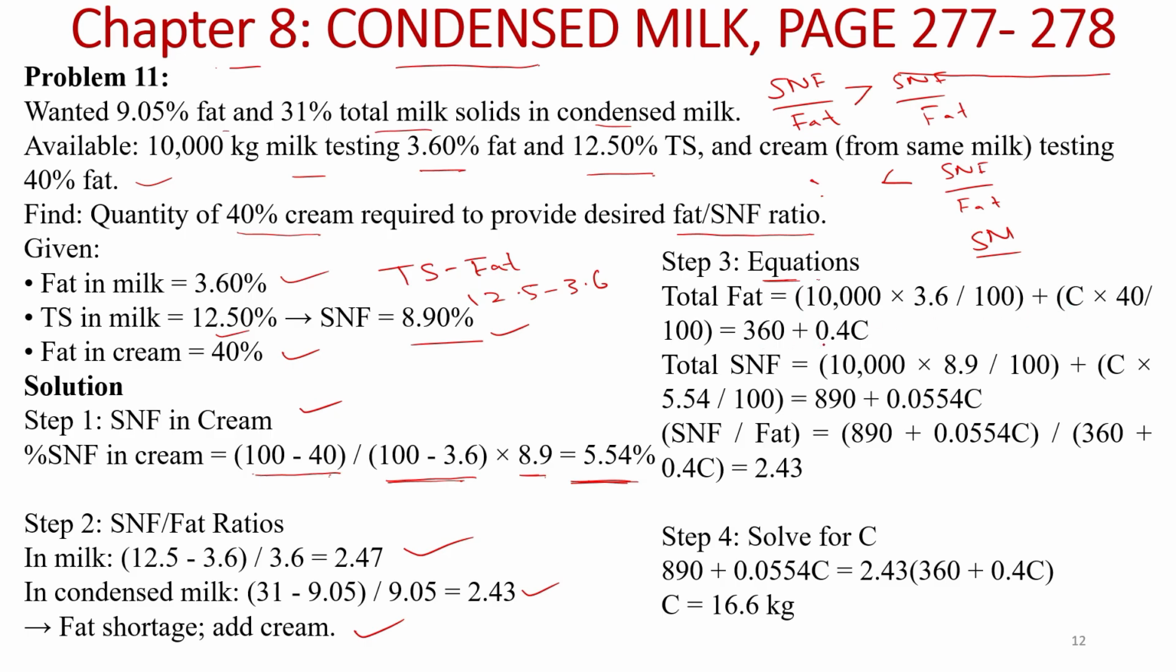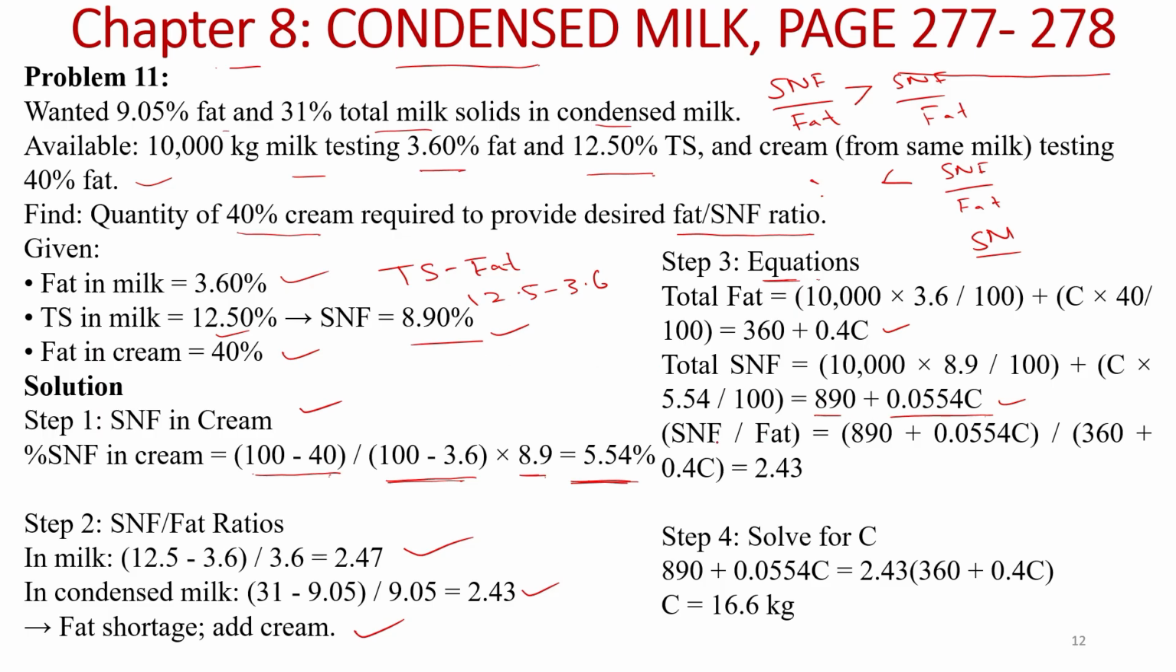percent of the cream, that is 360 plus 0.4 C. And if you calculate the total SNF, that is 10,000 into 8.9 divided by 100, plus C into 5.54 divided by 100, equal to 890 plus 0.0554 C. Okay, so the total fat content equation is 360 plus 0.4 C, and the total SNF content is 8.9 divided by 100 into 10,000 plus 5.54 divided by 100 into C. This 5.54 we have calculated, that is the SNF in cream, and this 8.9 is the SNF in milk. So the total SNF equation will be this.